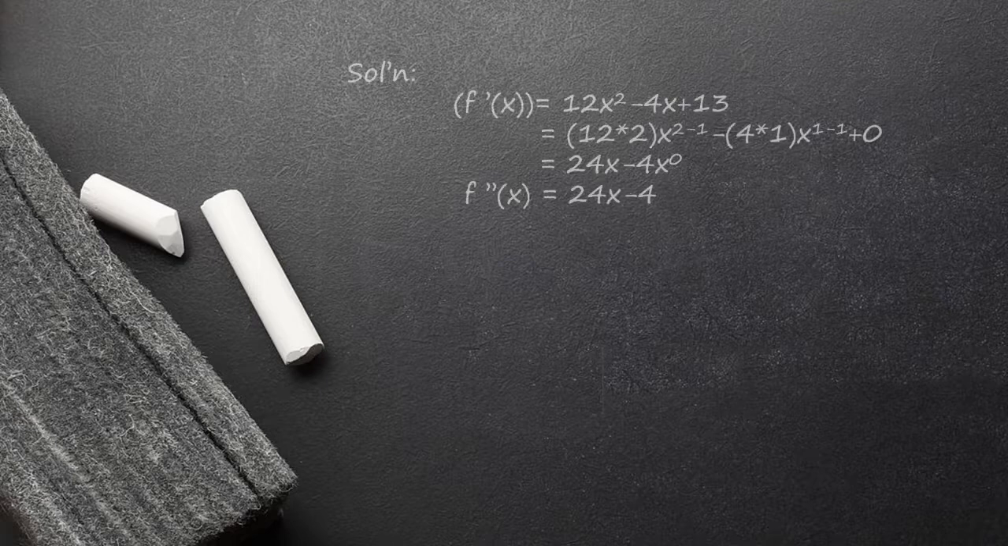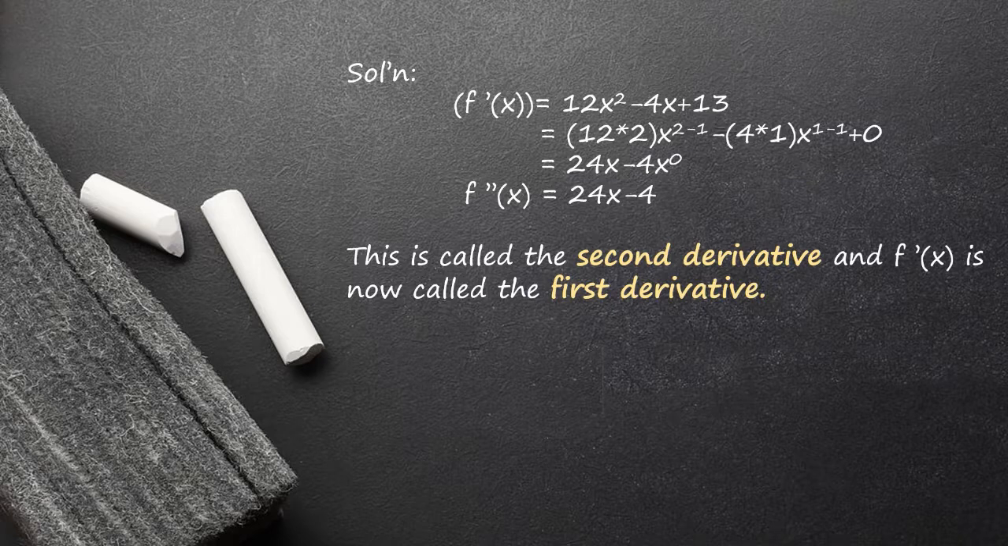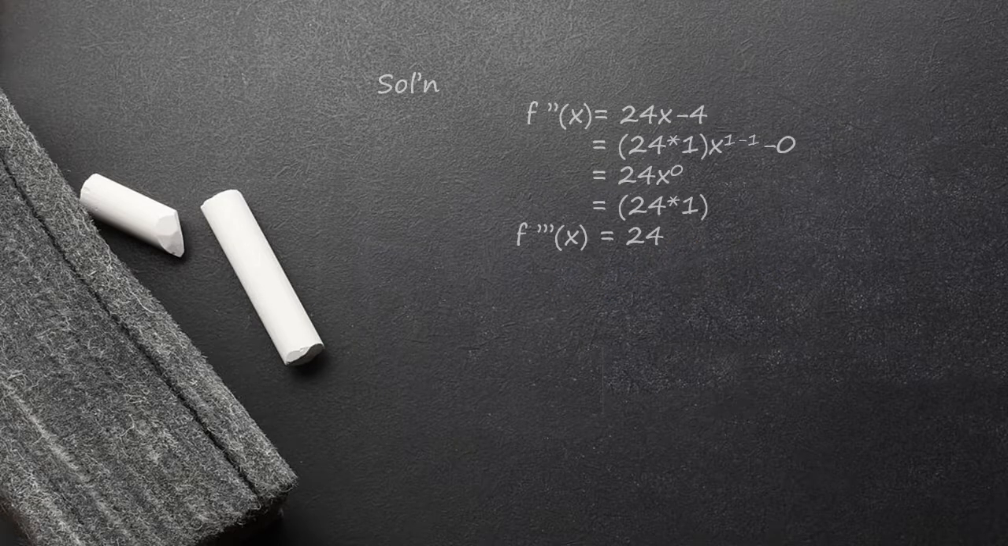In this function, we will also use the power rule and constant rule. So, 12 times 2, x raised to 2 minus 1, minus 4 times 1, x raised to 1 minus 1, plus 0. So, 24x minus 4x raised to 0 is equal to 24x minus 4. This is called the second derivative, and f prime of x is now called the first derivative. Again, this is a function, so we can still get its derivative. f double prime of x is equal to 24x minus 4.